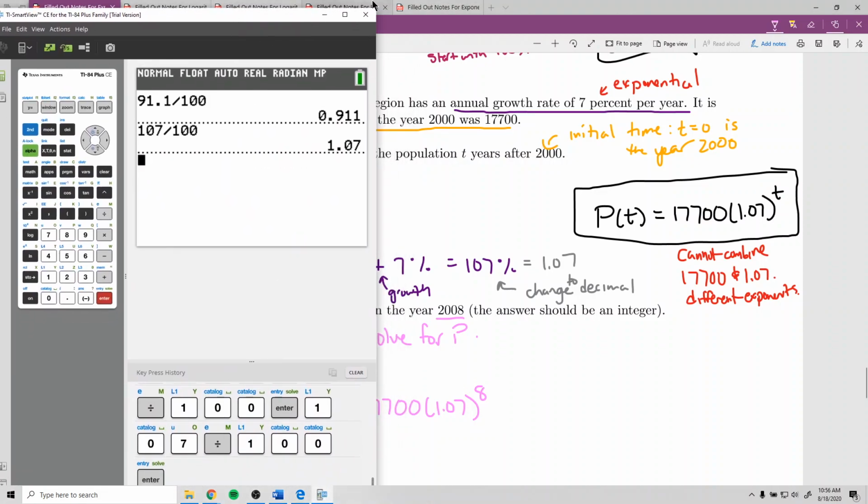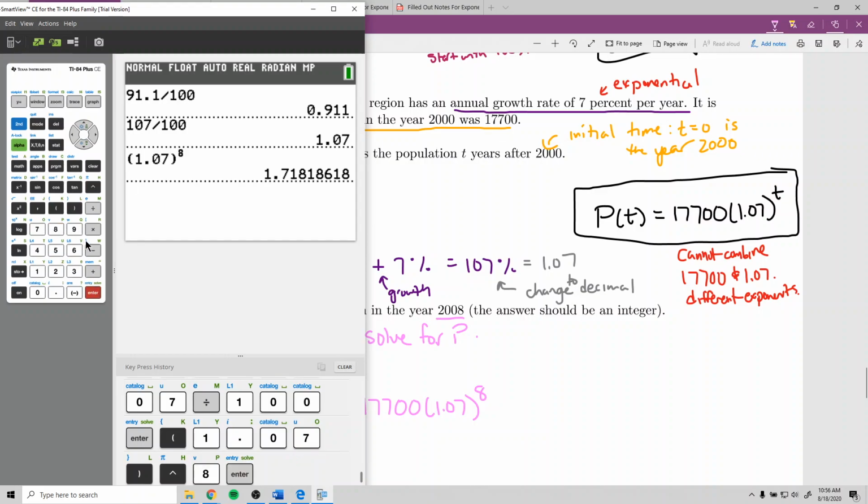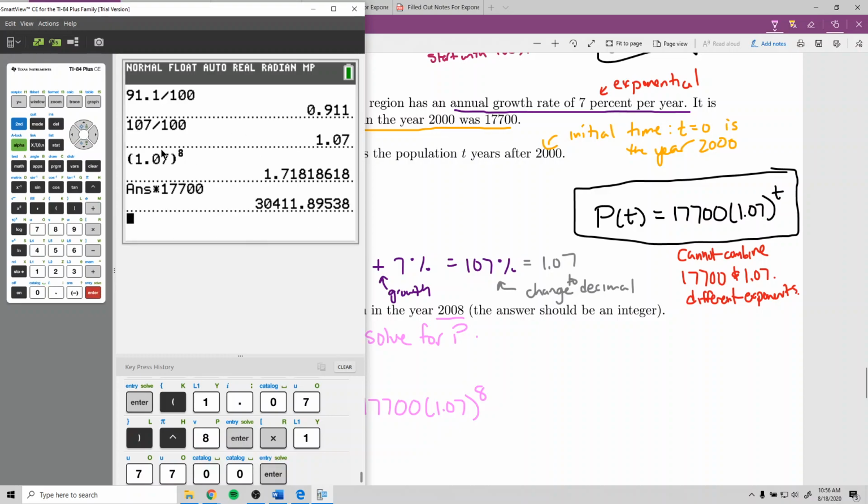Now, if you have a different kind of calculator, you might not be able to do all this at once. You need to do the 1.07 to the 8 first, and then multiply it by 17,700. With this calculator, we could have just done it all at once, but with an older one, you want to do it like that. And since we're talking about a population of foxes, you want to go ahead and make sure that you round to the nearest whole number. We get 30,412.